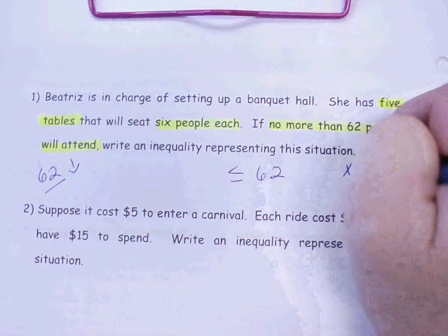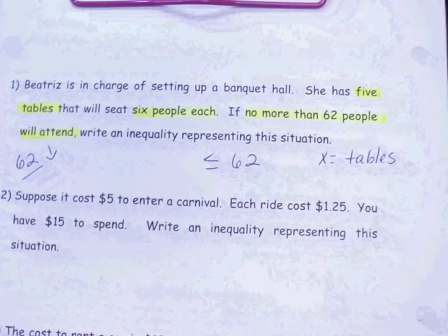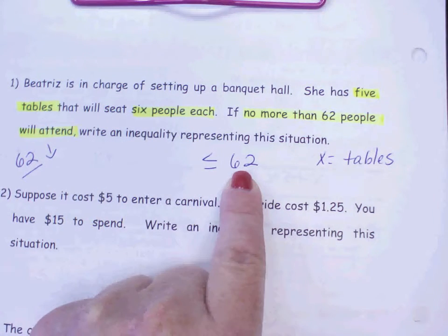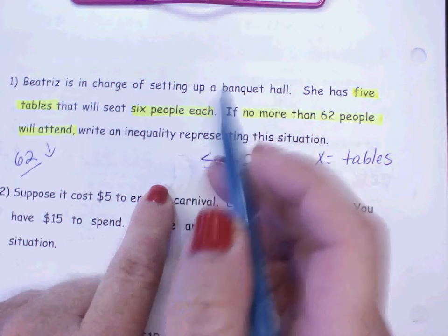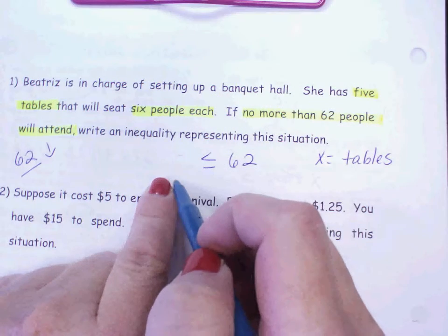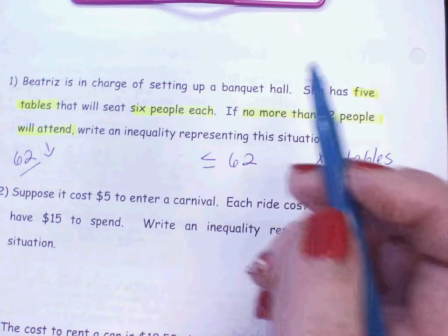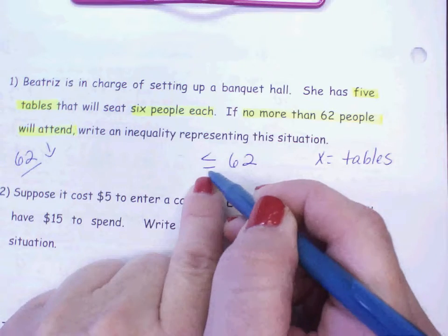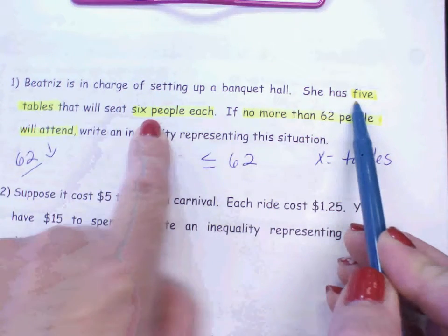Now she's got tables. How many people? First of all, what's your x? We should have started with that. The number of tables. Very good. Whatever is over here needs to be less than 62, because the banquet can only fit 62 people, right? So 62 has to be the big part, not the small part. Now it can be equal to 62.